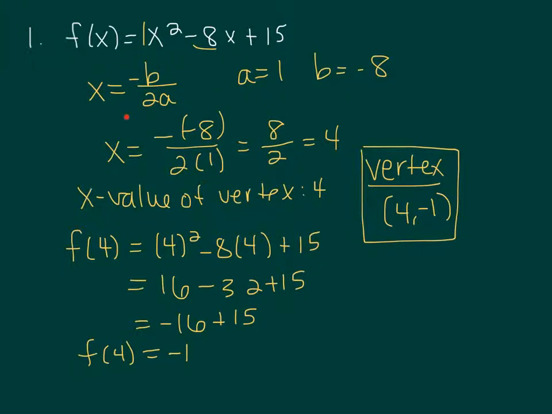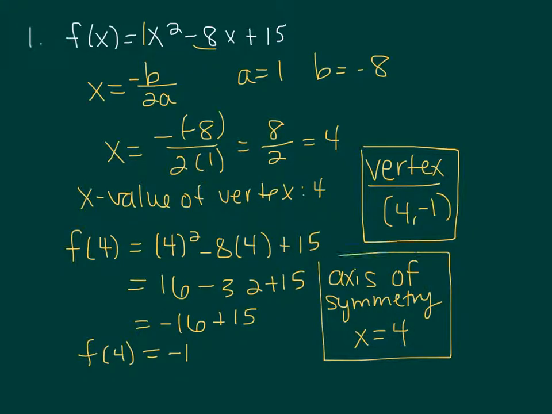Another thing that this formula tells us is the axis of symmetry. We know it's the same as the x value of the vertex, but it's an equation, so you have to make sure you state it as an equation. So the axis of symmetry is a vertical line, that's x equals 4. So that's the axis of symmetry.